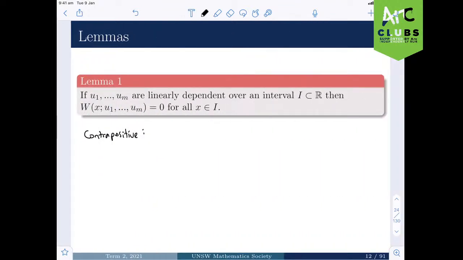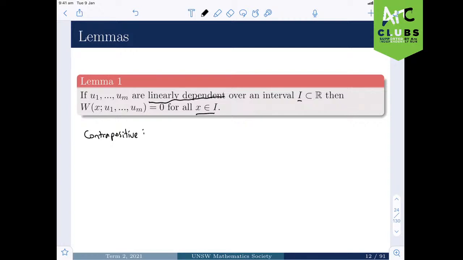Now, why is a Wronskian useful? Well, I did tell you that you can determine whether some functions are linearly dependent or independent. So here's one lemma. If u1 to um are linearly dependent over an interval, then the Wronskian is 0 for every single value of x in that interval. Now, you can't actually use this to show that some functions are linearly dependent, but we can use the contrapositive to determine that some functions are linearly independent.